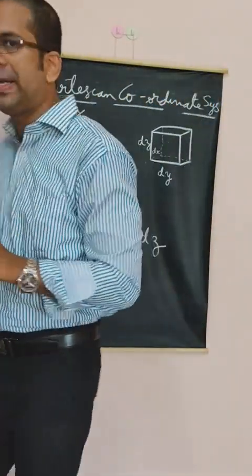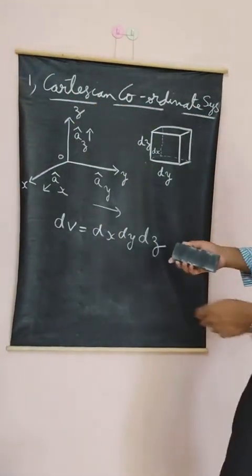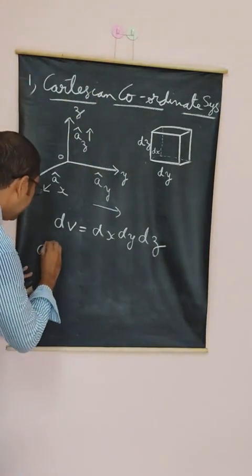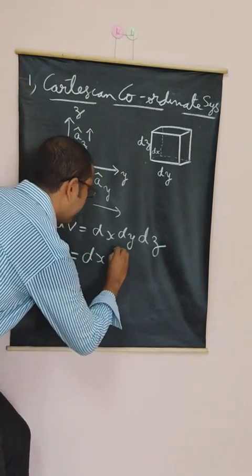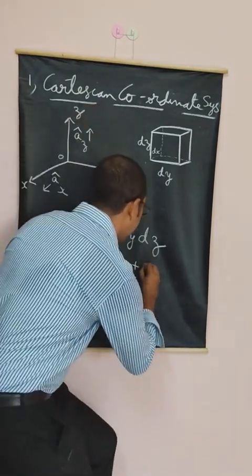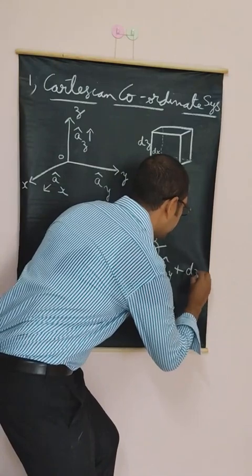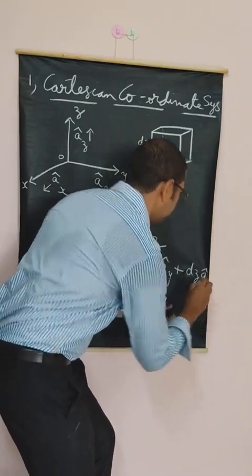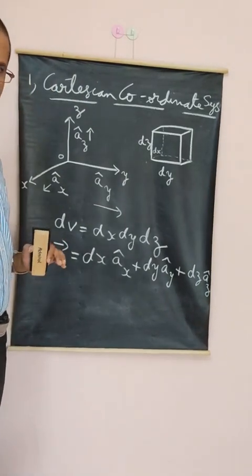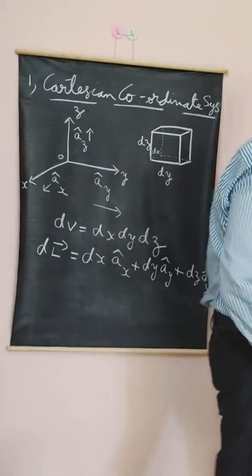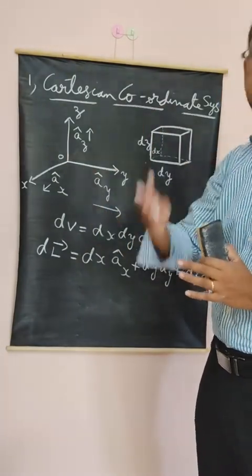Now let's talk about the total differential length. That will be d vector L is equal to dx base vector x plus dy base vector y plus dz base vector z. Now another thing: each volume contains surface areas.